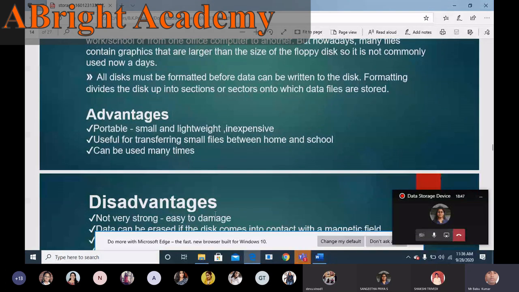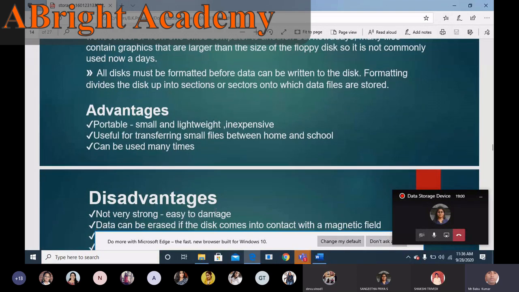Some advantages of floppy disk: portable, small and lightweight, inexpensive, useful for transferring small files between home and school, and can be used many times.